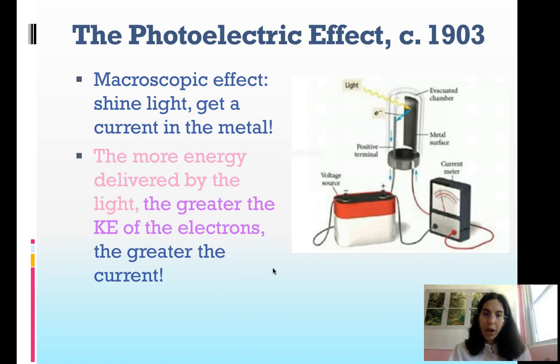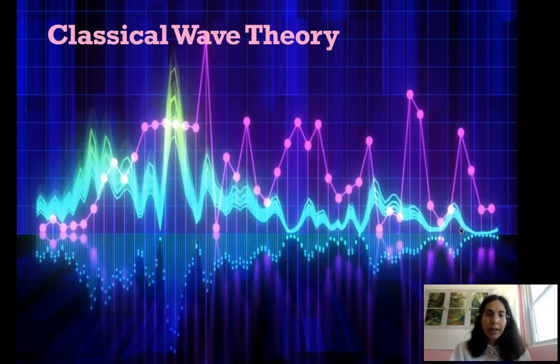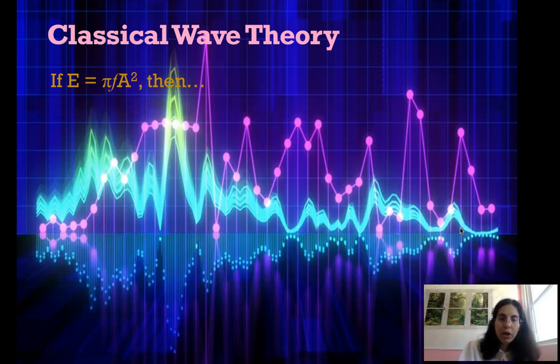The more energy delivered by the light, the greater the kinetic energy of the electrons, and the greater the current. This is huge. We ought to be getting a direct one-to-one correspondence here. Now, let's take a look at our models and what our graphs should look like. According to classical wave theory that we've been studying all semester, straight out of calculus, sine squared plus cosine squared equals 1. Then the energy of that light wave is 1/2 k squared, and k here is 2 pi f by definition, straight out of your friend the sine wave and your friend the cosine wave in algebra 2 trig.